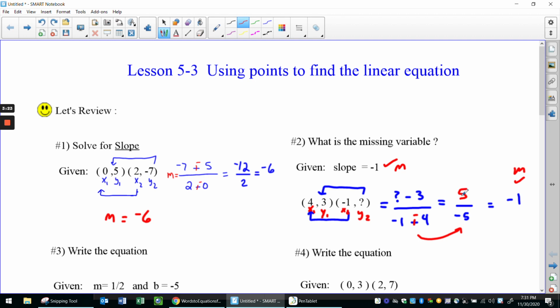Okay, so what number, if you think about it, minus 3 is 5? What number minus 3 is 5? And that number is 8, right? 8 minus 3 is 5, and 5 divided by -5 is -1. So the variable is, in fact, 8 that's missing.